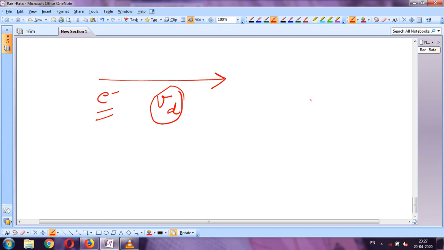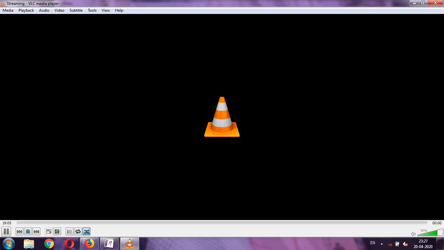In the next part we will find out the formula of drift velocity. Okay, so this was our second part. In the next part we will find out the formula of drift velocity.